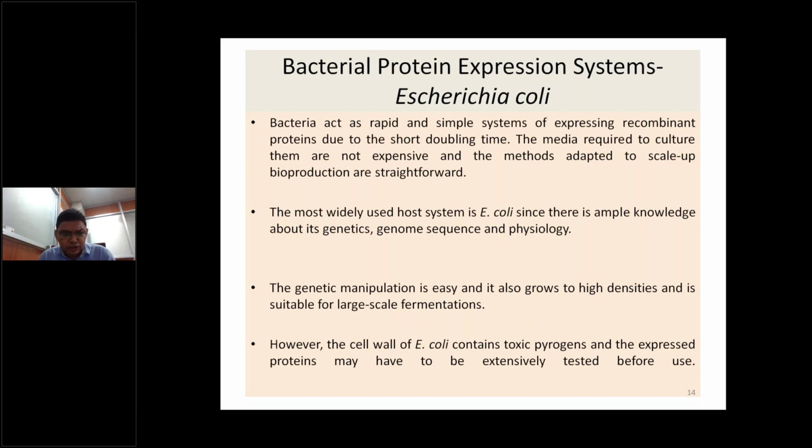And the manipulation of the genes within the vector is easy, and it also allows high densities and is suitable for large-scale fermentation. I would like to make a point right here: even if you are going to clone it in mammalian vectors or other vectors, the first thing is, for any gene, you have to clone it in a bacterial system. You try to make the clone in the bacterial system. Once that is ready, you subclone it from there to the mammalian vector or plant vector or insect vector, whichever expression vector you have chosen for your particular biosimilar.